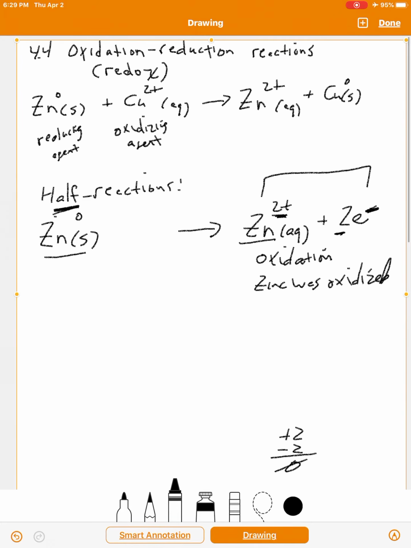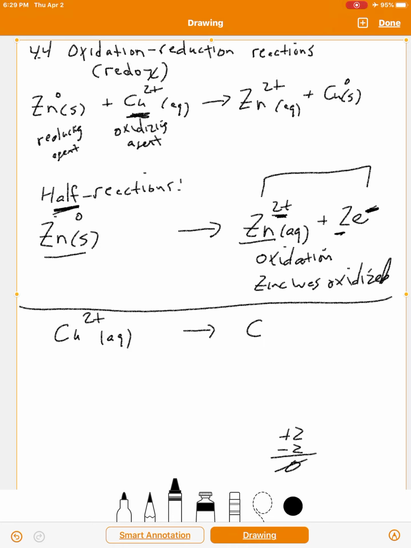Okay. Now let's do the other half reaction. The other half reaction is the copper. So copper 2, you just write it just like it is in the equation, and then you put the arrow, and turn it into copper 0, copper solid. Add electrons to the more positive side. The left side's more positive, so you add electrons here. When electrons are added to a reactant, that's called reduction. And we would say that the copper 2 was reduced in this process. Gaining electrons is reduction.